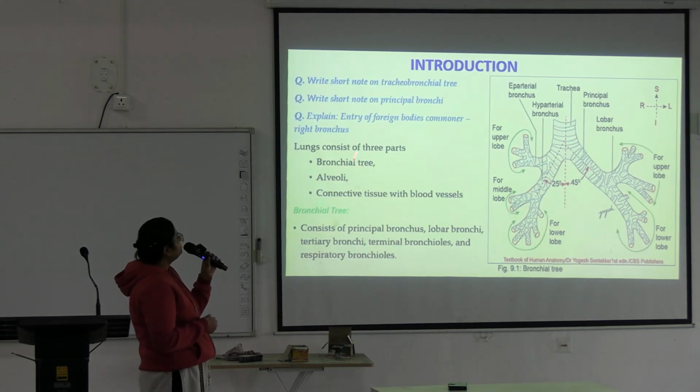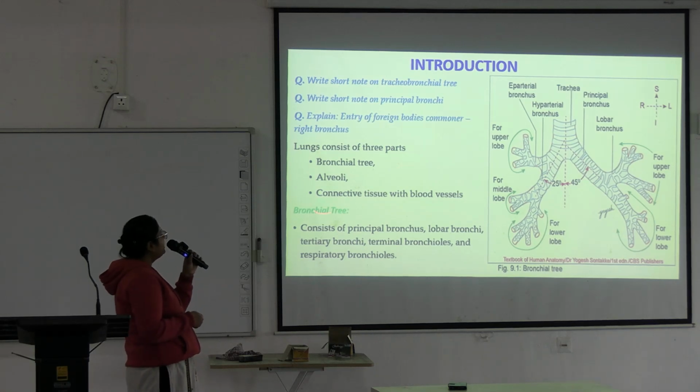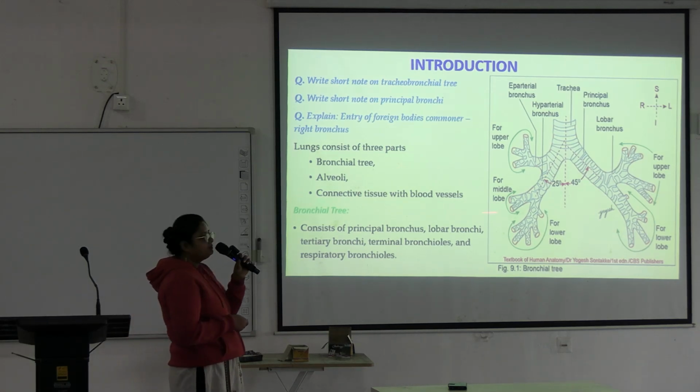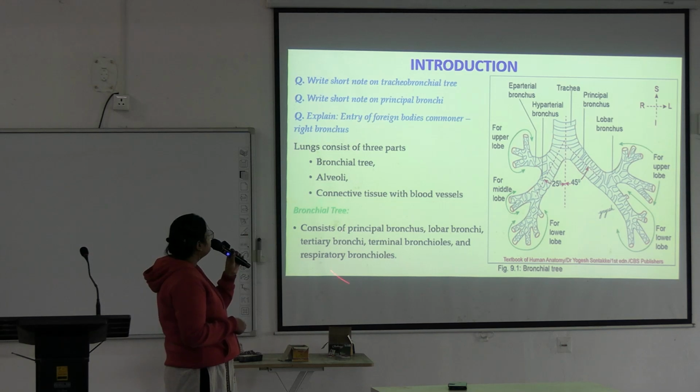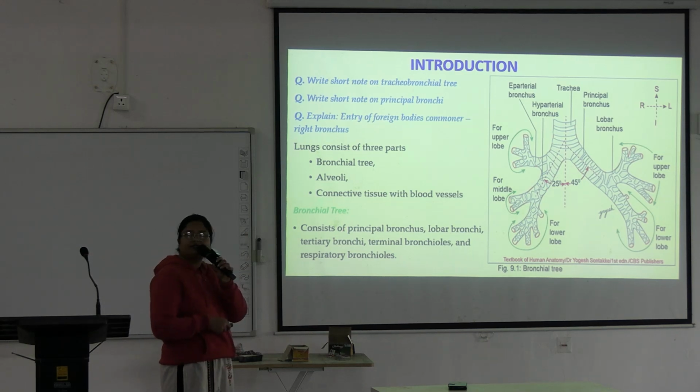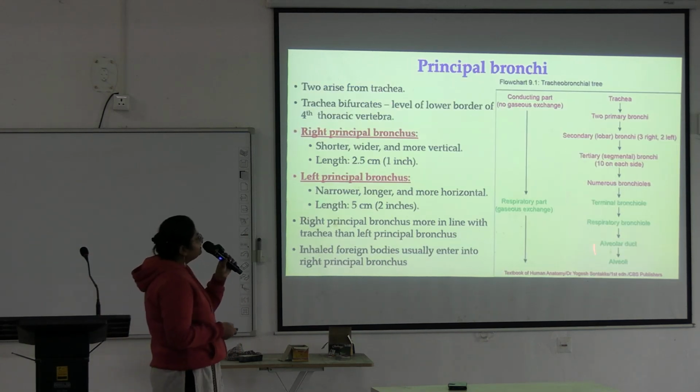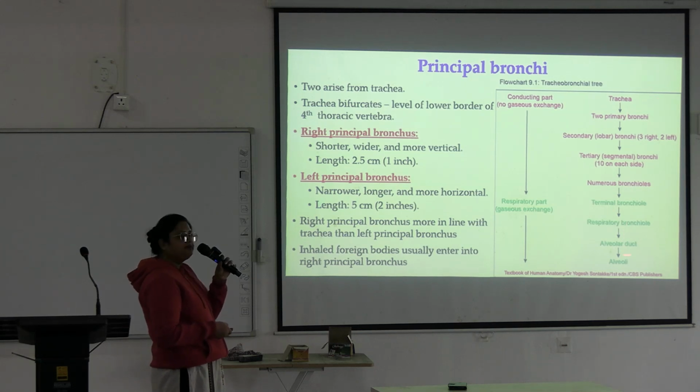So the lung consists of three parts: bronchial tree, alveoli, and connective tissue with blood vessels. The bronchial tree consists of principal bronchus, lobar bronchi, tertiary bronchi, terminal bronchioles and respiratory bronchioles. So these form the bronchial tree. This is the division from the trachea to the alveoli. See, first the trachea divides into two principal bronchi. The two principal bronchi again divide into secondary or lobar bronchi.